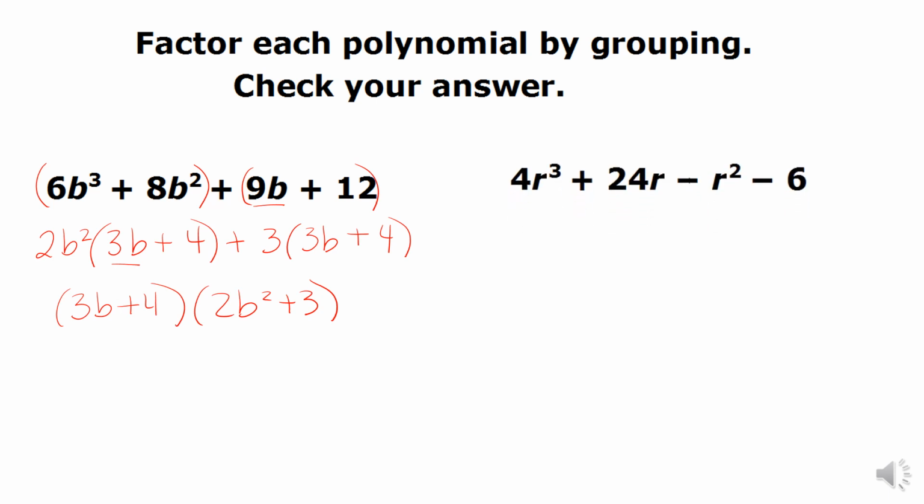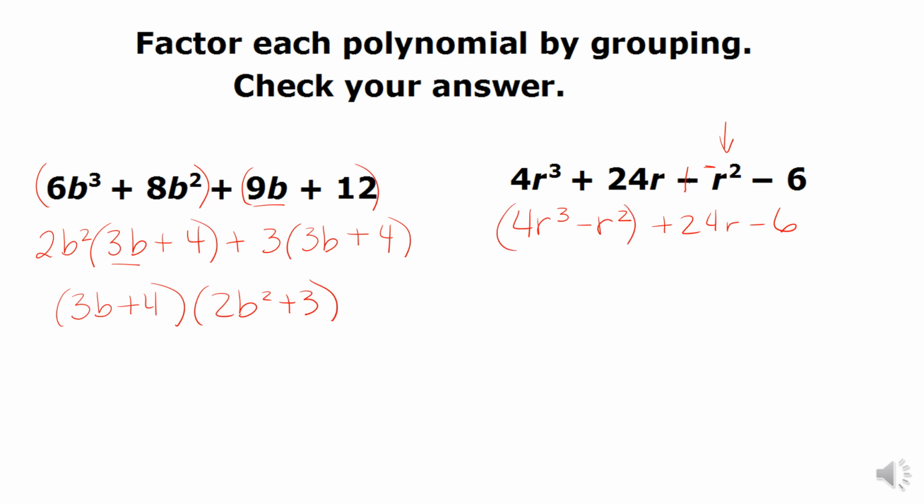Okay, for this one, I noticed that the r squared is here. I'm going to move it. When I move it using the commutative property, I have to zip-zap and keep the negative with the r squared. So I'm going to rearrange into standard form: 4r cubed minus r squared plus 24r minus 6.